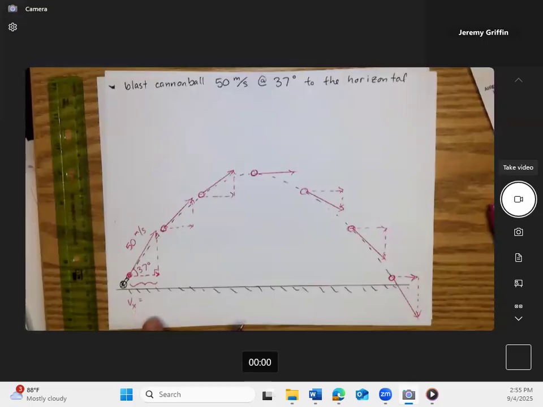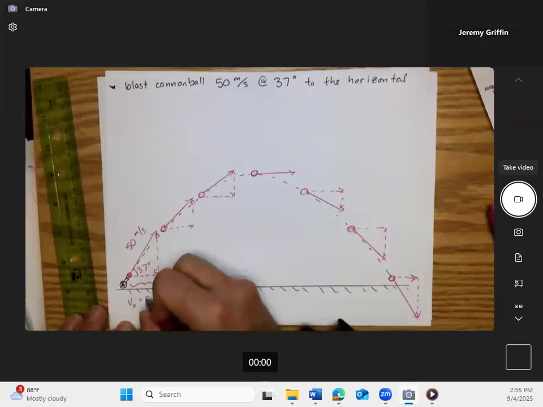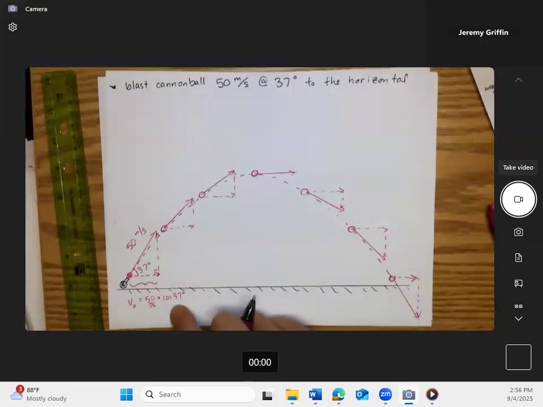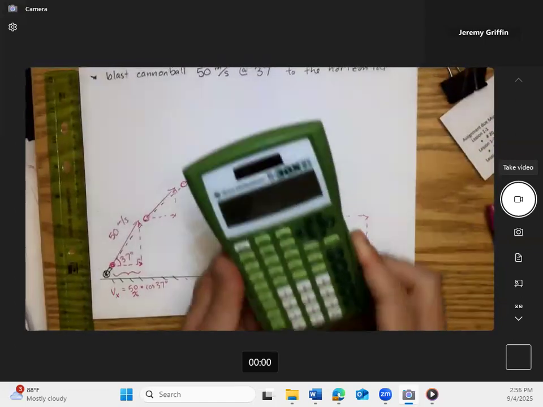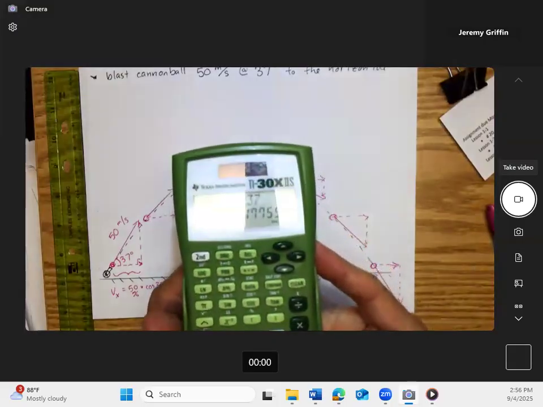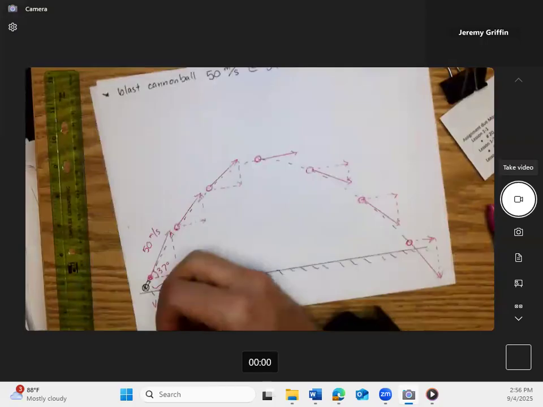50 times what, 37? Yeah. 50 meters per second times cosine of 37 degrees. If you do that in your calculator, there's a specific reason I picked 37 degrees. I wonder if somebody remembers where you've seen that angle before in this class. 37 degrees. Does that ring a bell? 3-4-5 triangle. 3-4-5 geometry. So what's 50 cosine 37 degrees? That's 39.93. Let's call it 40. That's 40 meters per second.